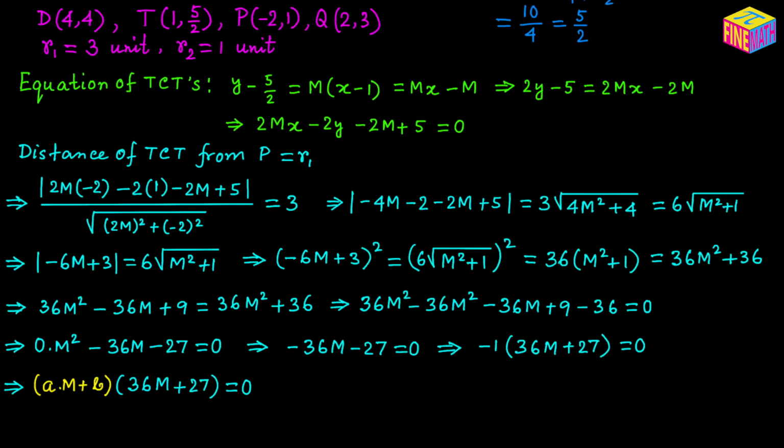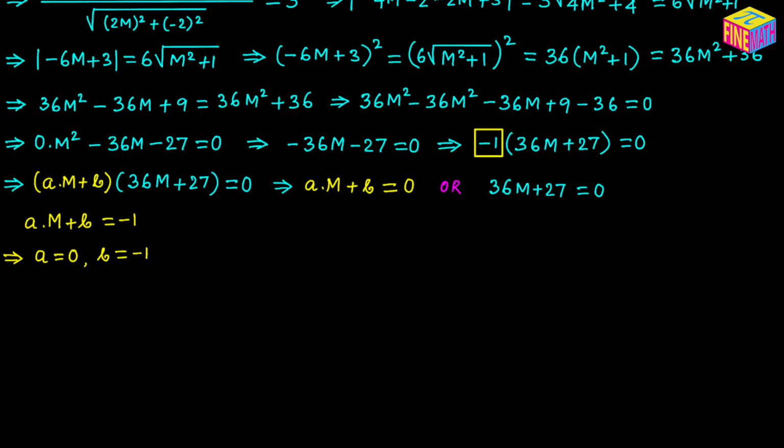Let's say that assumed linear factor is a times m plus b, and we'll calculate the value of a and b. So from these two linear factors, we can say that a times m plus b should be equal to 0, or 36m plus 27 should be equal to 0. Next I am going to compare this a times m plus b with negative 1. If we do that comparison, a seems to be 0 and b seems to be negative 1. So then we can write that one factor as 0 times m minus 1 equals 0, and the other factor is 36m equals negative 27.